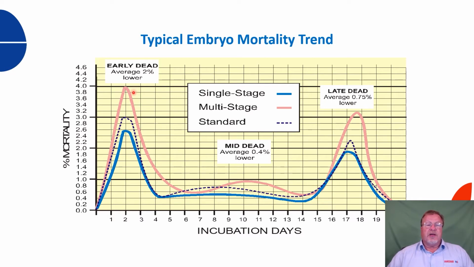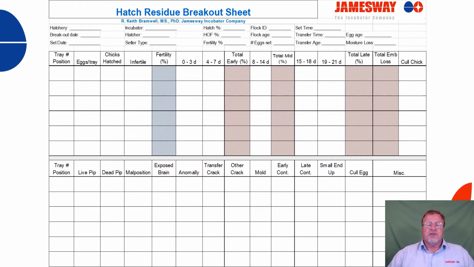Multi-stage is because we're incubating for the average, we will tend to have a little bit higher elevated early dead if we have some abuse or some problems in our egg handling situation. So again, they follow the same pattern though, that 2.5% on that first and last week.